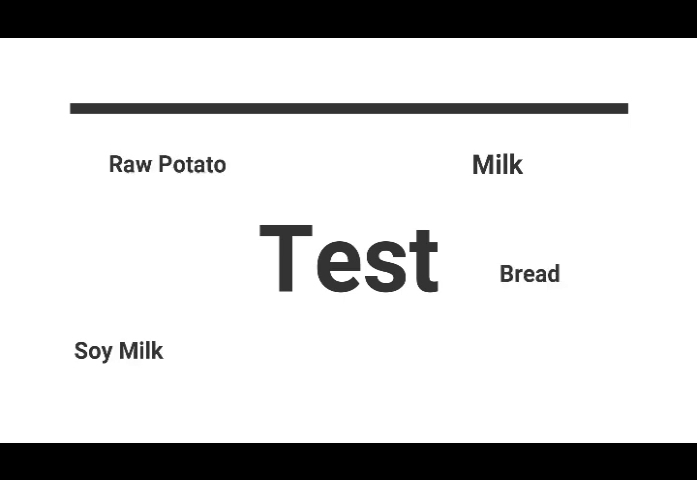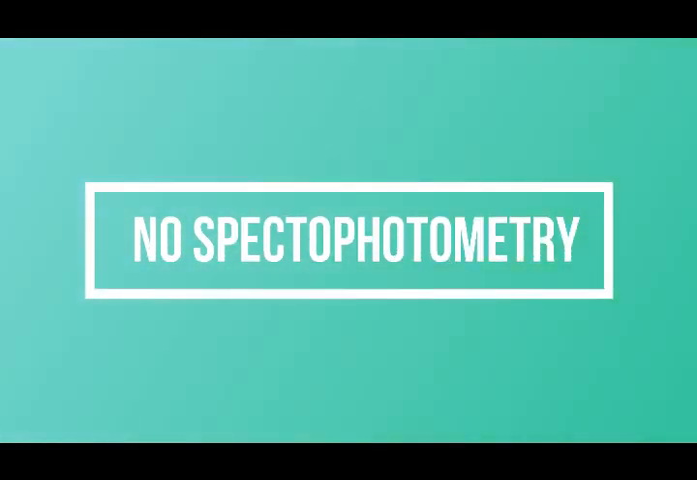What we are actually going to do is to test the protein concentration of various everyday food, specifically milk, soy milk, raw potato, bread, egg white, and lastly potato chip, using the turbidimetric method. However, we will not do the spectrophotometry part and will only describe the data on a qualitative basis.